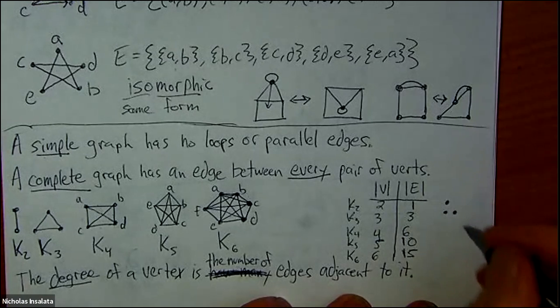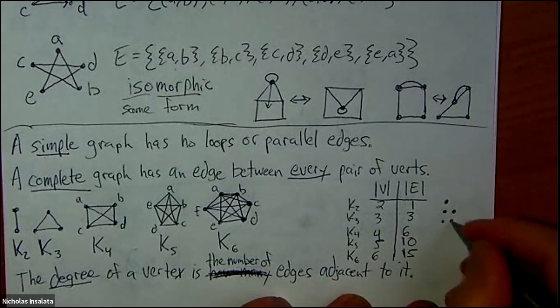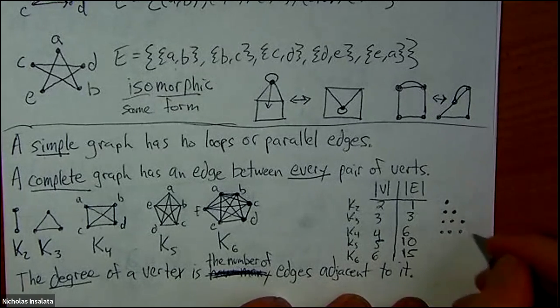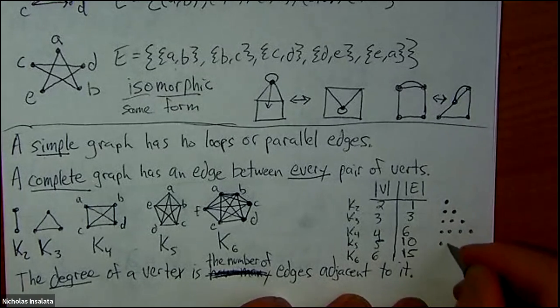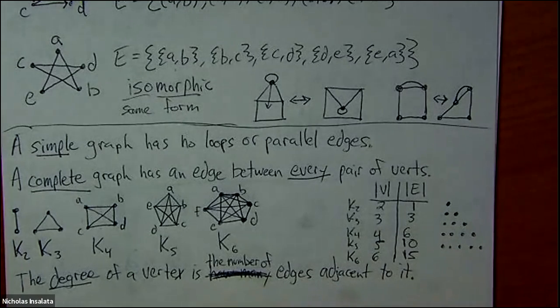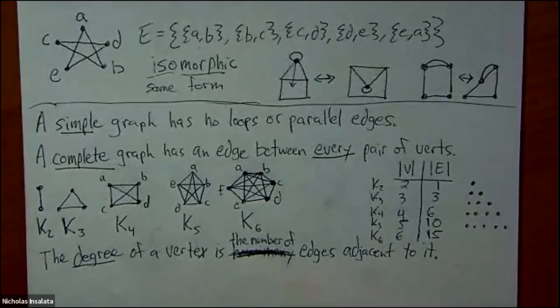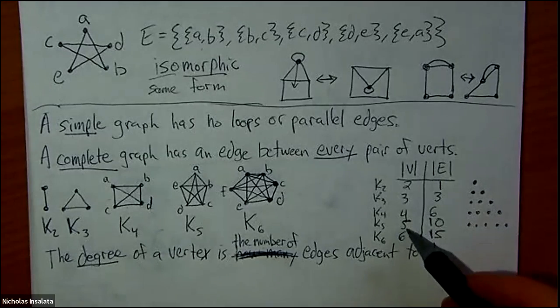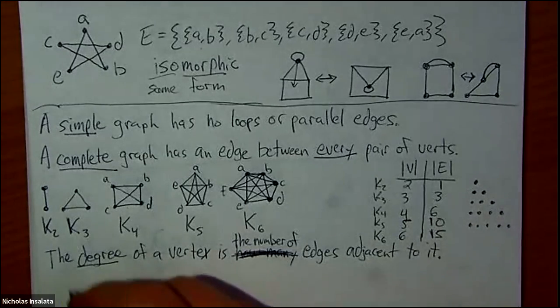1, 3, 6, 10, 15, right? So these are the triangle numbers, right? Which just means you add up everything up till and including the number in question, right? So given that, what would be the number of edges in Kn?